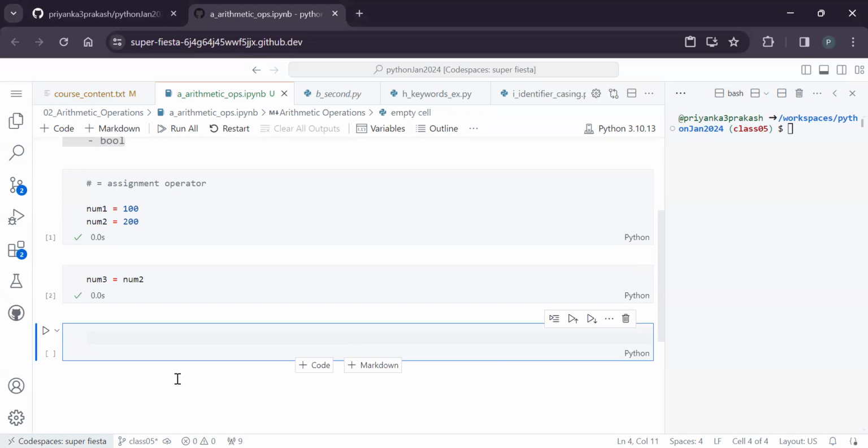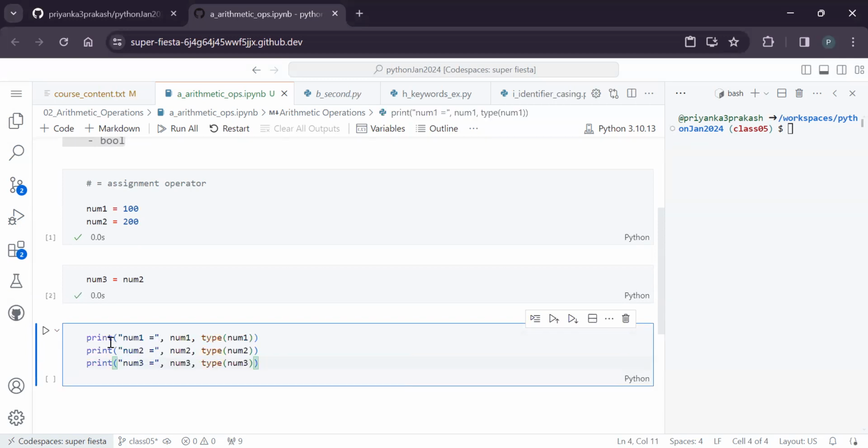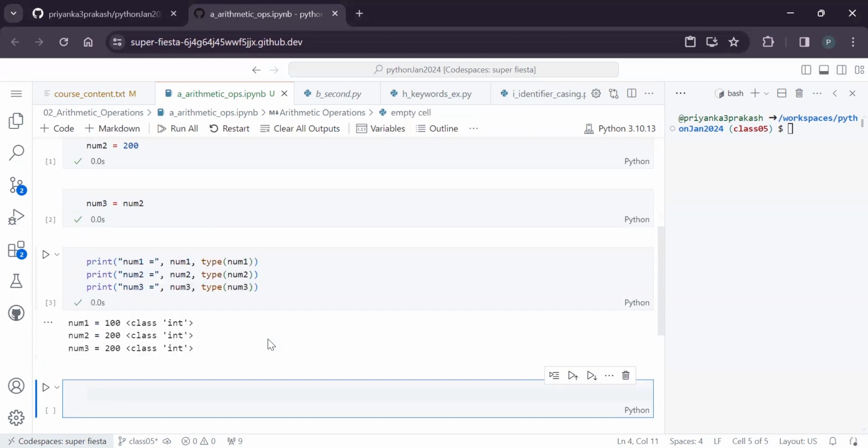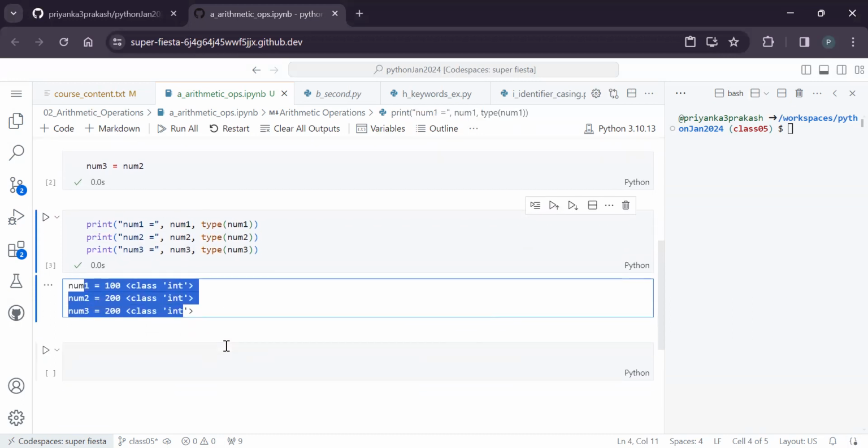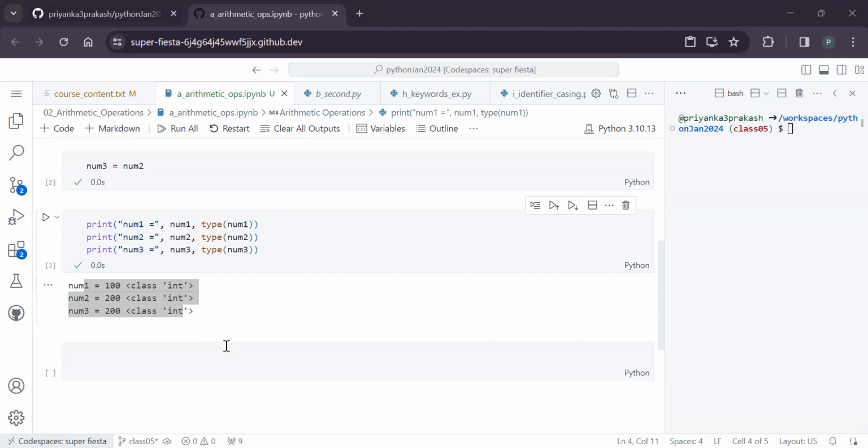So now if I want to see the outputs of all these three, as you know, we can use them directly or we can write print statements. I'm making a print statement of number 1 and I'm asking for the type. Type is a built-in function. It takes the numbers and gives the type of each of them. You can see they were integers.